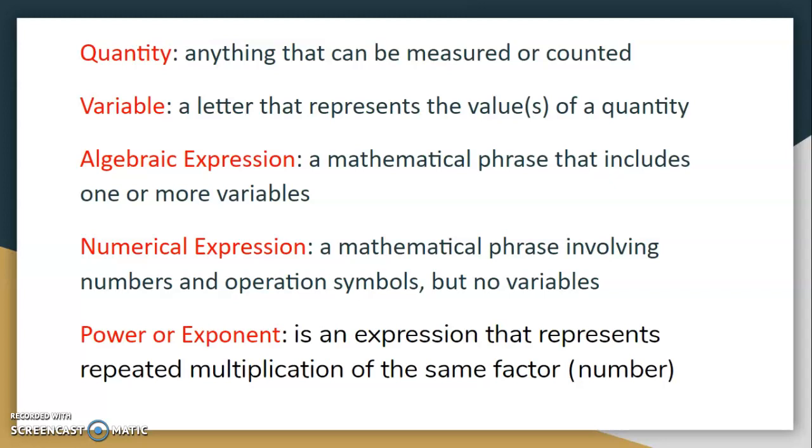An algebraic expression is a mathematical phrase that includes one or more variables. So an algebraic expression, think about algebra or alphabet, it has a letter in it. A numerical expression is a mathematical phrase involving numbers and operation symbols, but no variables. So only numbers. So numerical, numbers. Power or exponent is an expression that represents repeated multiplication of the same factor, and a factor is a number. And that's something that you guys have seen before in your previous math classes. It's just something that we're going to review.